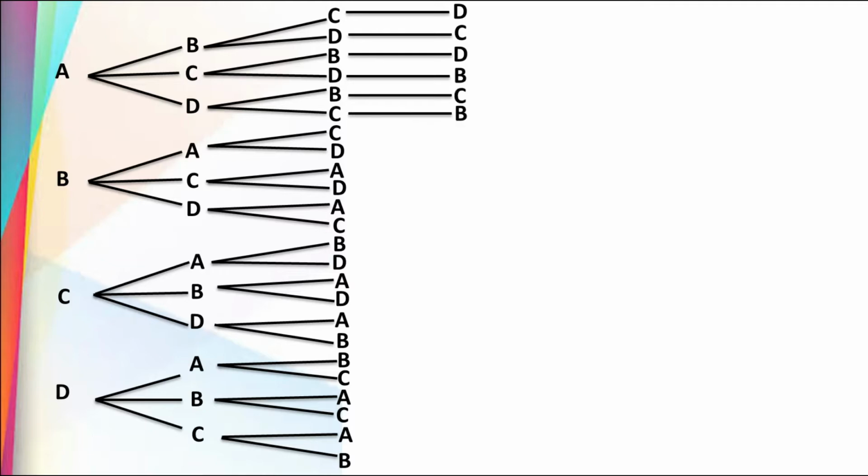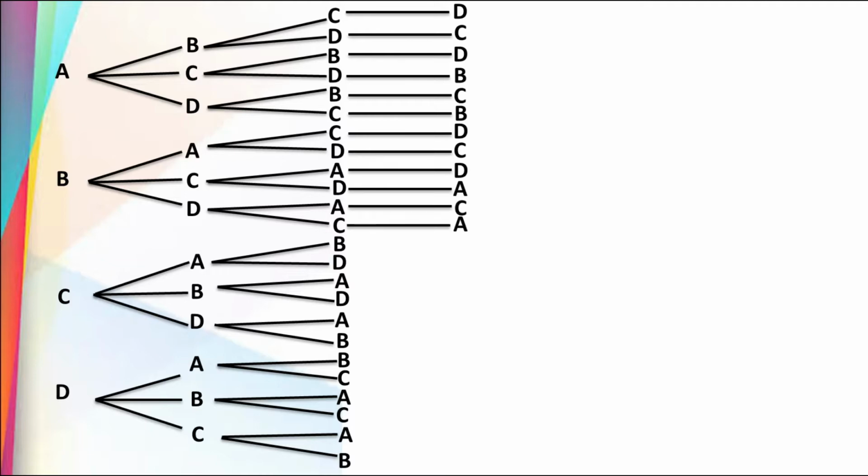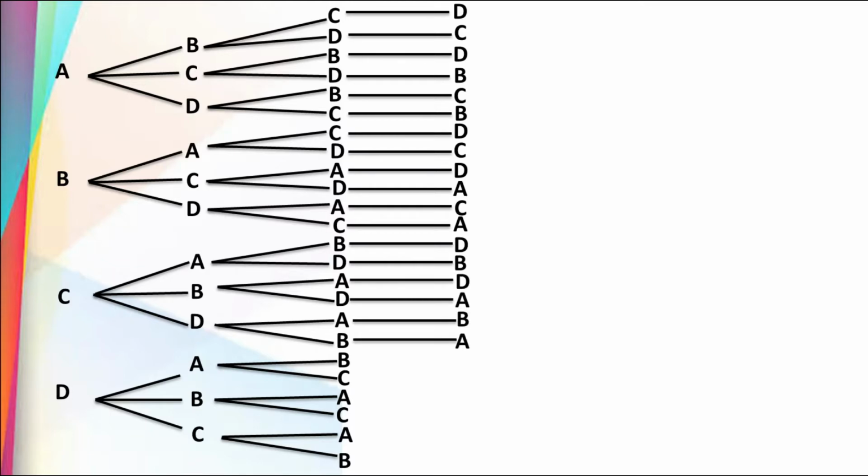Looking at previous letters, we only write the remaining letter. We have D, C, D, B, C, B. Next, we have D, C, D, A, C, A. Then, we have D, B, D, A, B, A. And finally, we have C, B, C, A, B, A.